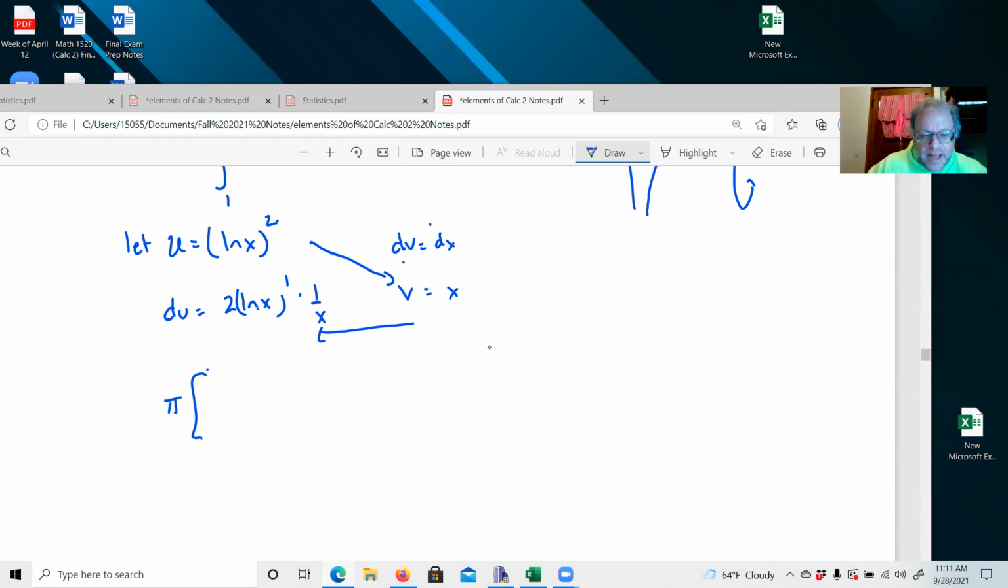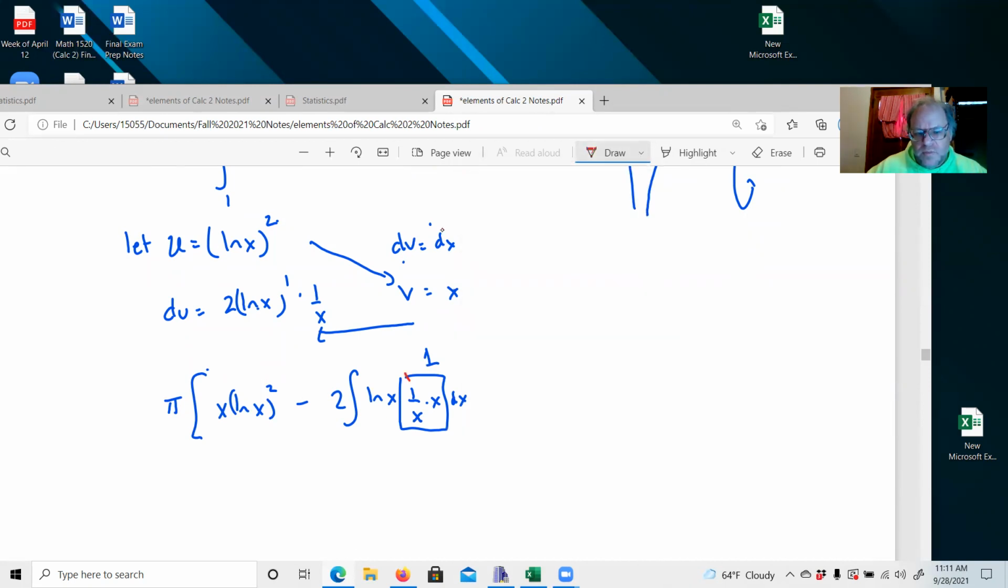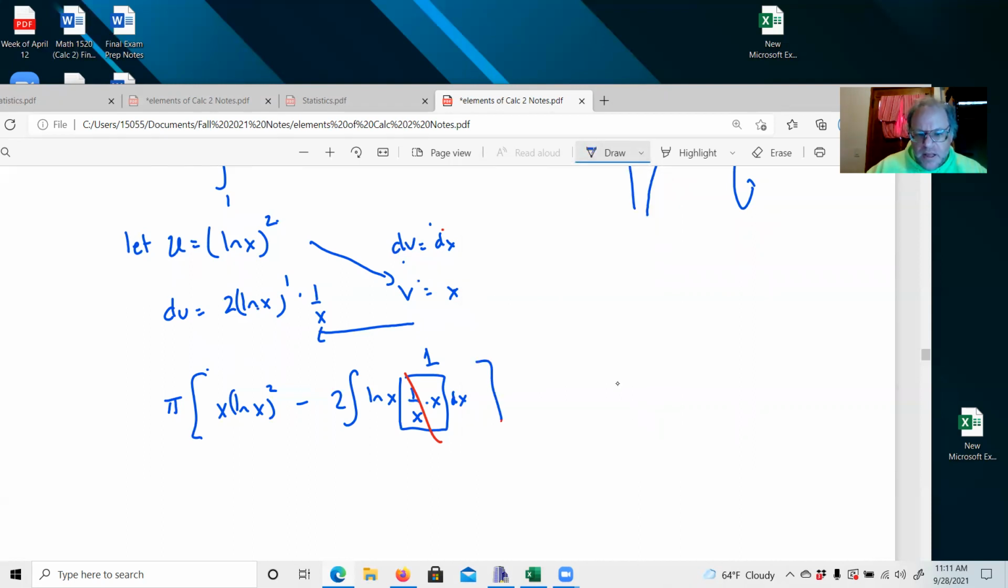Okay? Now we're going x ln x squared minus, and then multiply this across. So minus integral, we have 2 natural log x, and then we have 1 over x times x dx. This bit here, that's a 1. So we don't need that. Right? This is going to cancel. So we can do that. And now where are we? Okay. So we have pi x ln x squared minus 2 integral natural log x. Oh joy, we get to do integration by parts again.